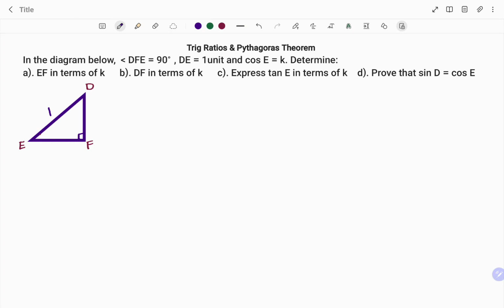In this video, I'm going to show you how to apply the trigonometric ratio and the Pythagoras theorem in solving the following.